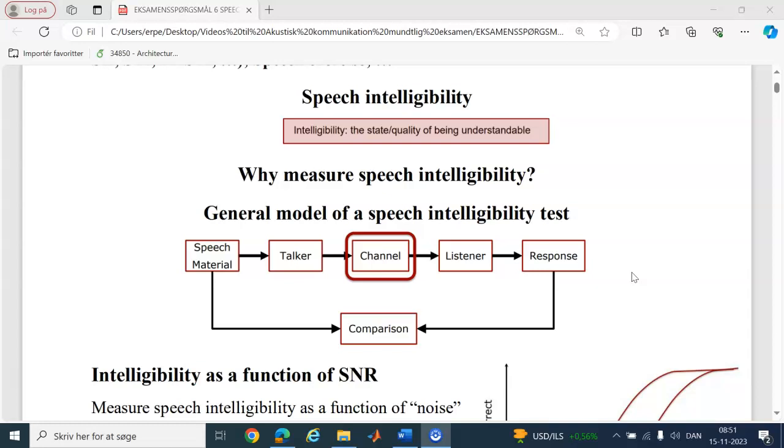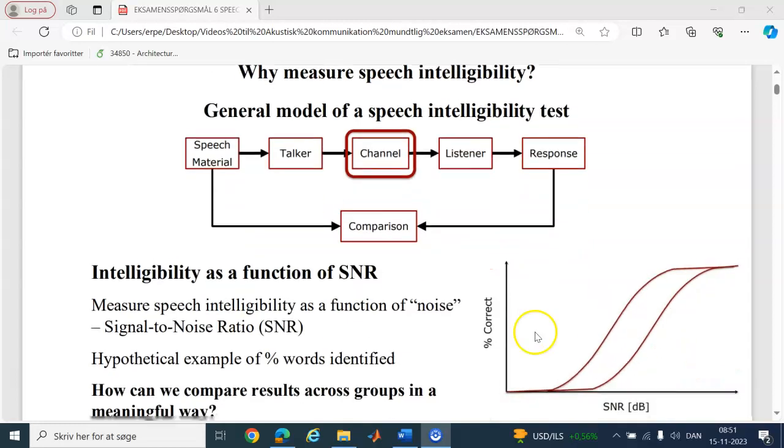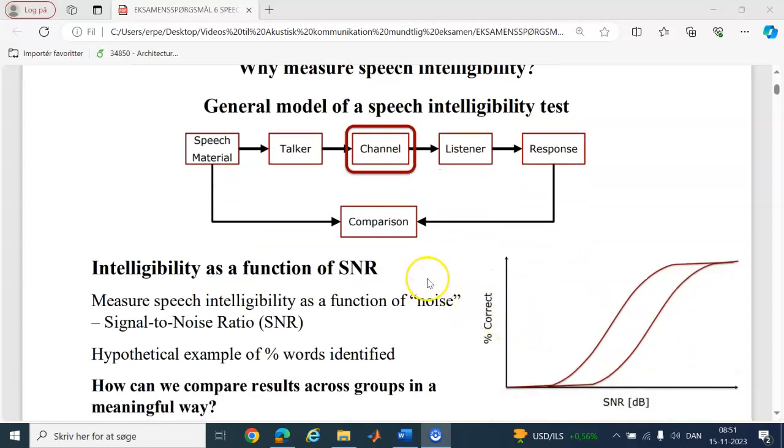Then we can compare the speech material with the response. Speech as a function of SNRs, signal to noise ratio. Measure speech intelligibility as a function of noise, as we know, signal to noise ratio, SNR. Hypothetical percent of words identified. How can we compare results across groups in a meaningful way?